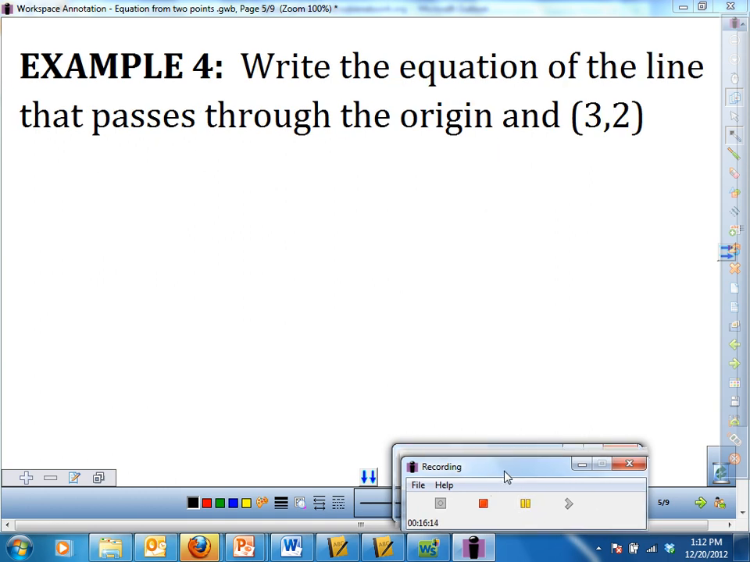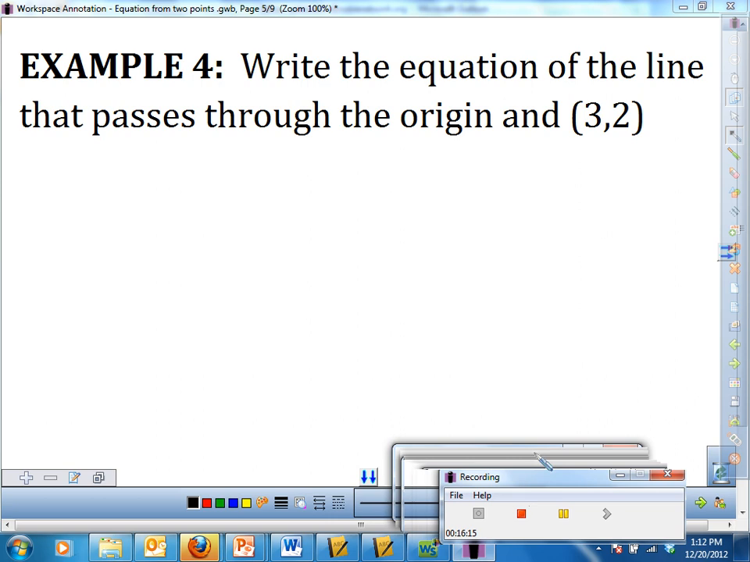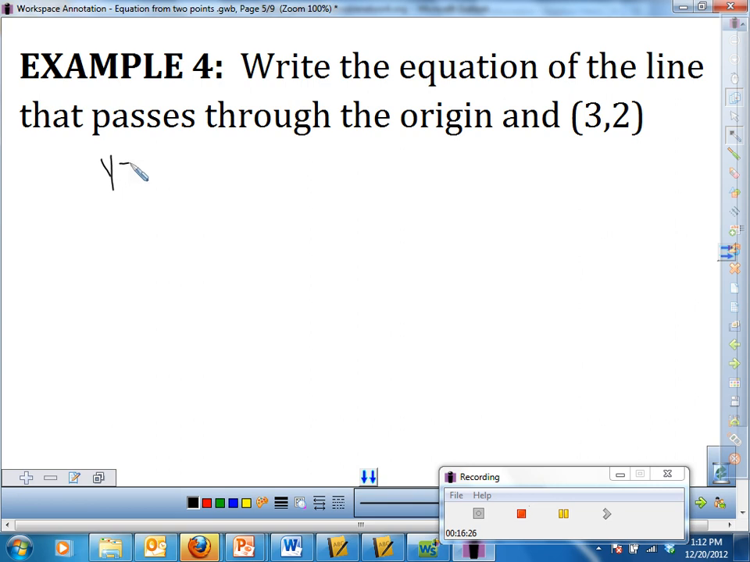Alright, we're going to do 3 more examples so that you can see all different kinds that you might see. It says, write the equation of the line that passes through the origin and 3, 2. So, again, let's write out what we know. We know that our equation is going to look like y equals mx plus b. And we know that we're going to need 2 things. Number 1, the slope, and number 2, the y-intercept. I am given neither. And I'm also given something tricky because it says the origin. Now, we've been doing examples where you have 2 points.